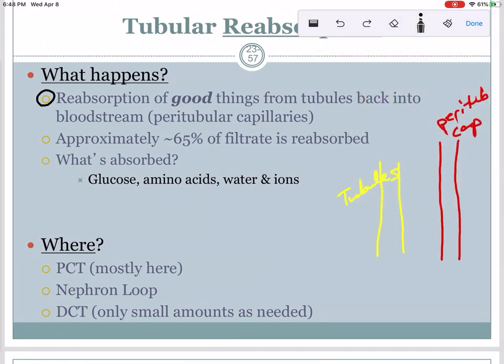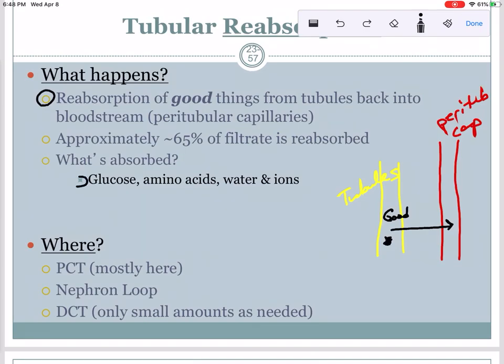So in tubular reabsorption, we reabsorb good things, things that the body can use. We reabsorb good things from the tubules back into the bloodstream. So if there are any particles in the tubules that our body wants to keep, we reabsorb them from the tubules back into the bloodstream. Because whatever is in the bloodstream stays in the body. Whatever is left in the tubules eventually goes on to become urine.